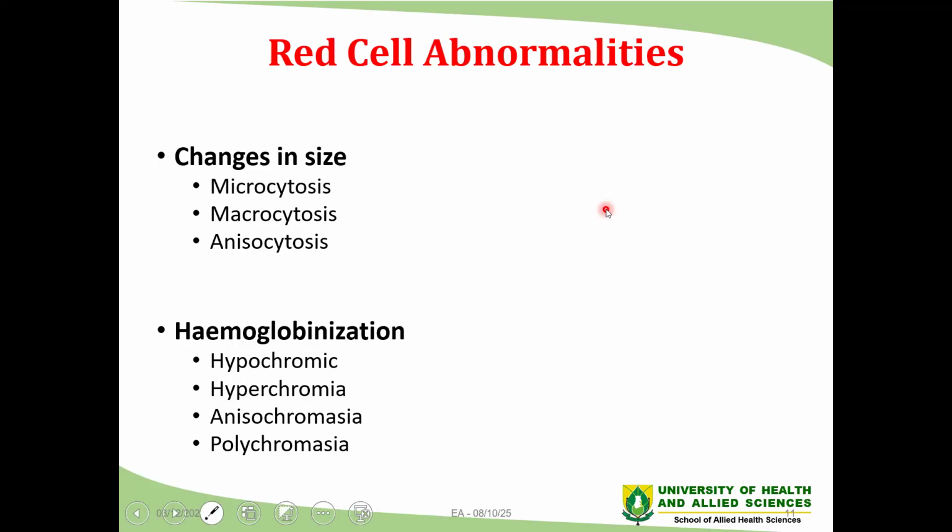If the amount of hemoglobin is so much such that the central pallor is missing, we call that hyperchromia.